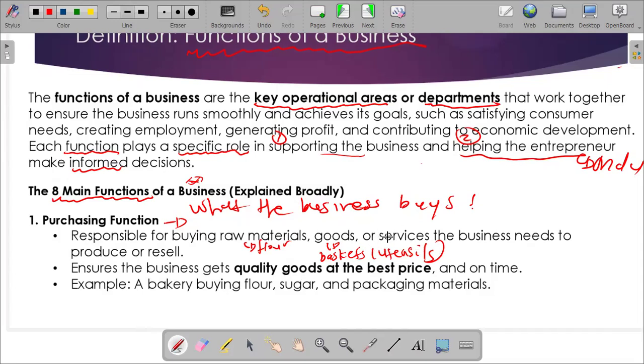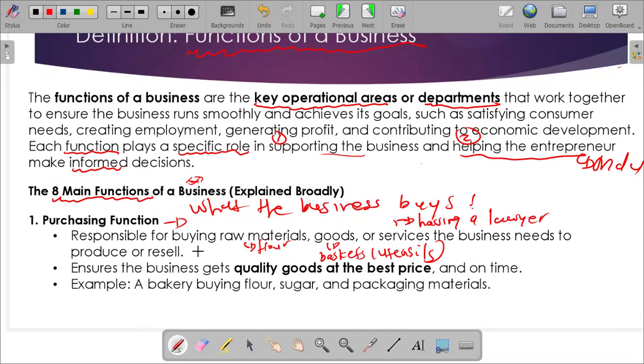Again, let's say now we are a big company. Another service would be like having a lawyer, in terms of if our business goes, but that's more if our business is broad and has grown. If Mduduzi's bakery is now a national business, right? So remember, the business is responsible for buying raw materials, goods, or services that the business needs to produce.